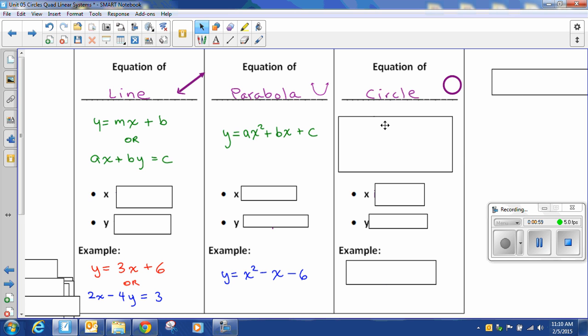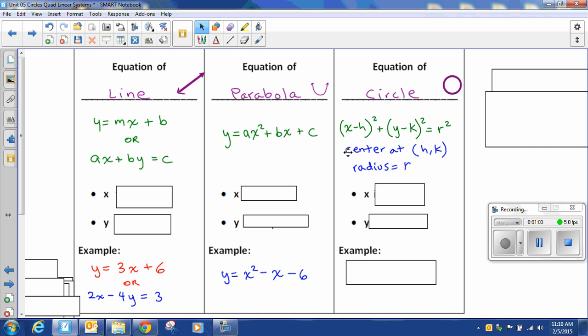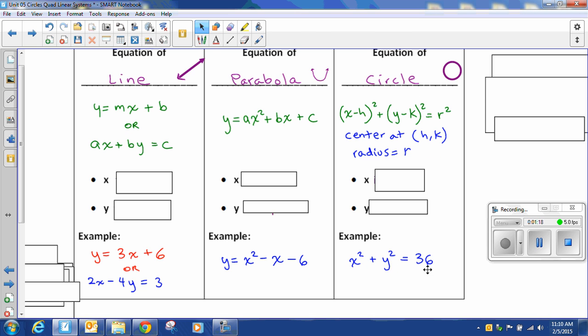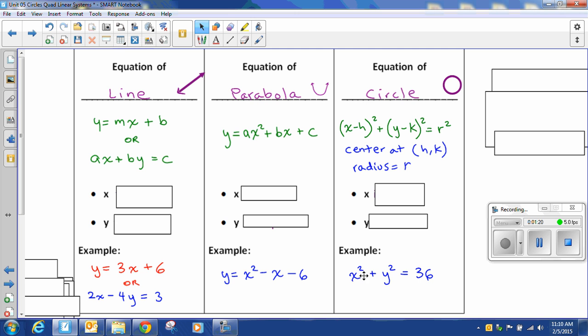And the equation of a circle, which we just completed, had our mini quiz yesterday, is x minus h squared plus y minus k squared equals r squared, where the center is at (h, k) and r is the radius. And here's an example of that. I want you to notice that x squared plus y squared equals 36. This is really x minus 0 squared plus y minus 0 squared. So it's centered at (0, 0) with a radius of 6.